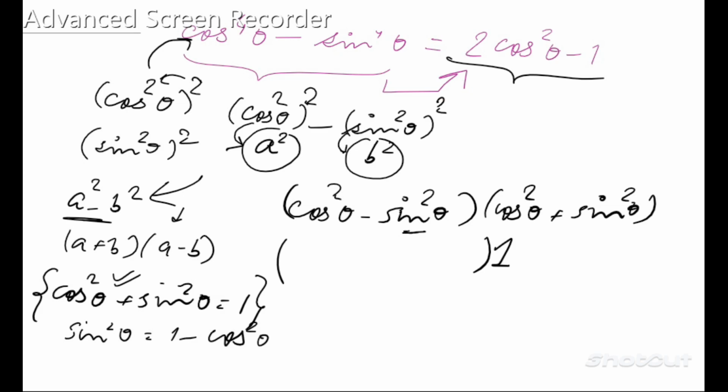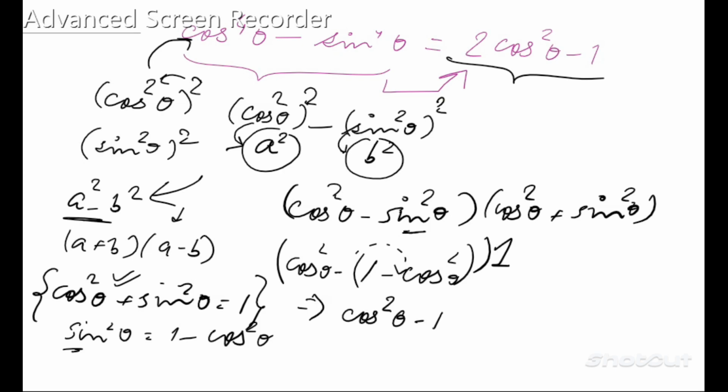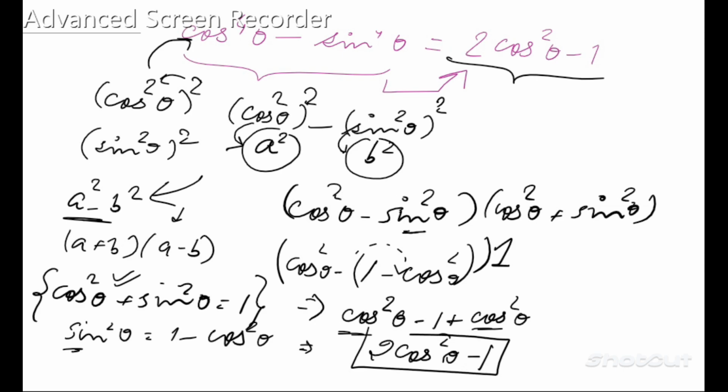I hope I'm clear till now. All you need to do is plug in the value of sine squared theta over here. So you'll write cos squared theta, put the minus, open a parentheses, and put 1 minus cos squared theta in here. Be careful with the signs. So you'll get cos squared theta minus 1, and when you multiply this minus over here, you get minus times minus, plus cos squared theta, and then the whole thing is multiplied with 1. Add up the like terms, so you'll get cos squared theta plus cos squared theta. That's going to be 2 cos squared theta minus 1. And yes, this looks exactly like the term on the right side. Hence proved.